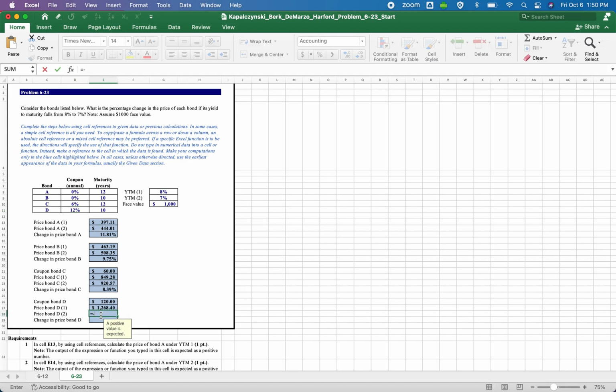All right, and last but not least, the coupon bond D with the new interest rate. Okay, and let's see how this changed and the magnitude of change. So it's the new price divided by the old price minus 1. Notice how this changed the least. This is because it's the shortest maturity and the highest coupon. Bonds with shorter maturity will be less volatile, and bonds with higher coupon will be less volatile.